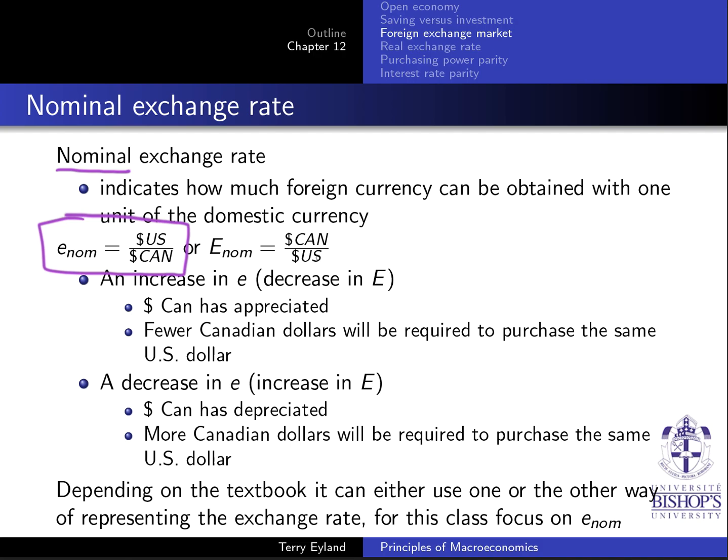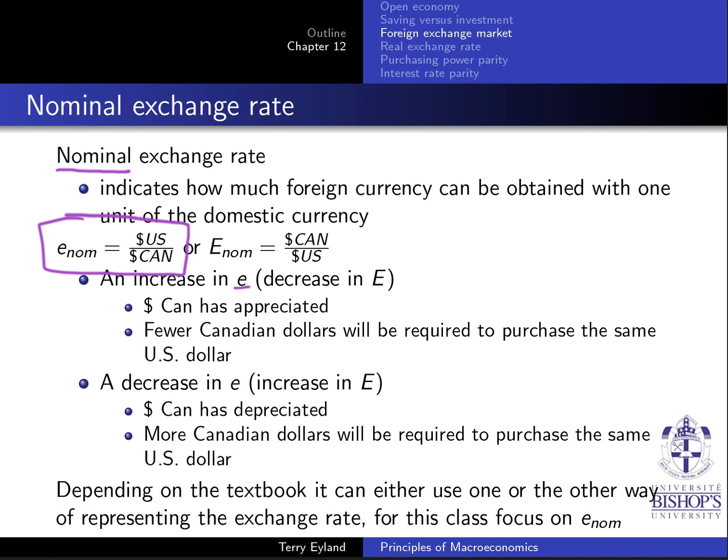Let's go back to this. So I'd say if you look at an increase in E, the small one that we're looking at, the Canadian dollar has appreciated, because fewer Canadian dollars will be required to purchase that same foreign currency. So a decrease in E means the Canadian dollar has depreciated.